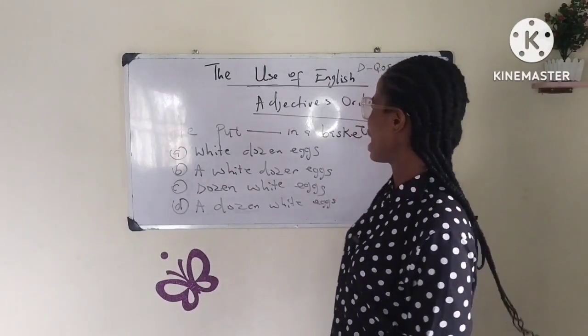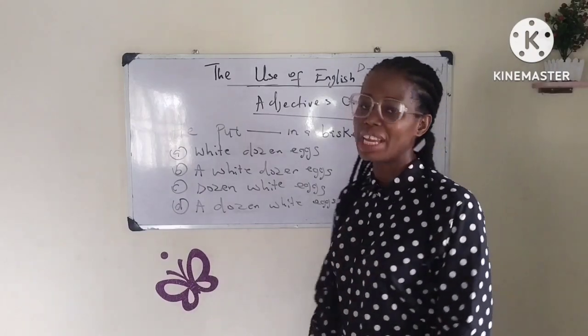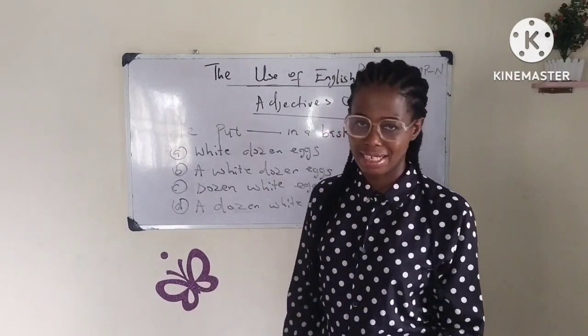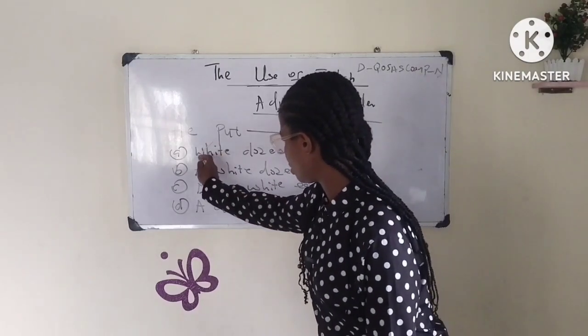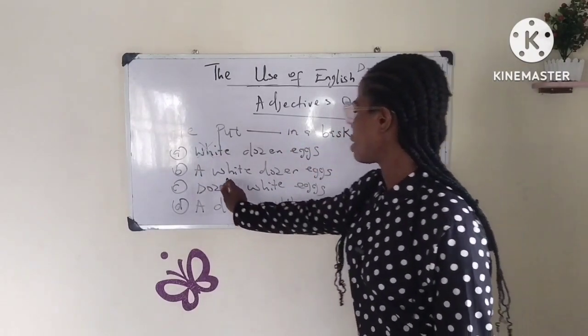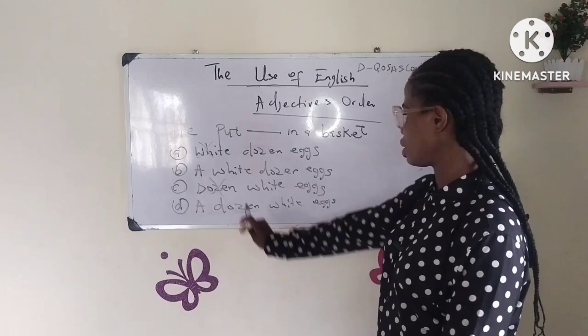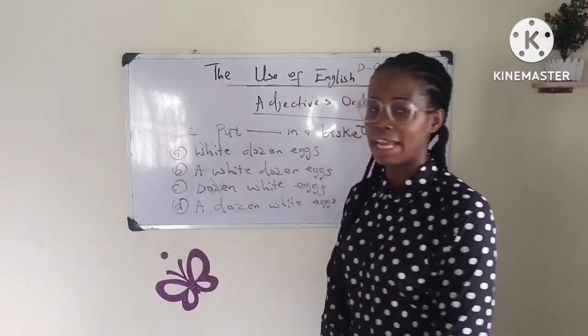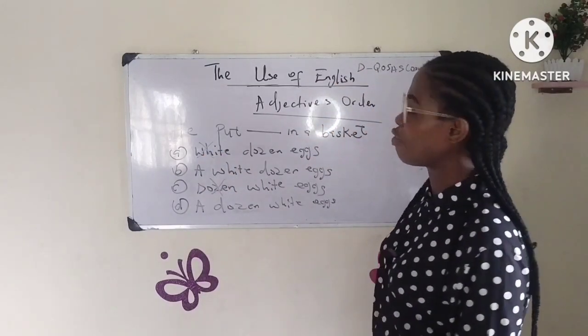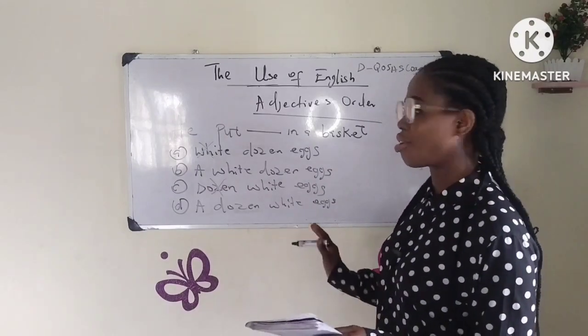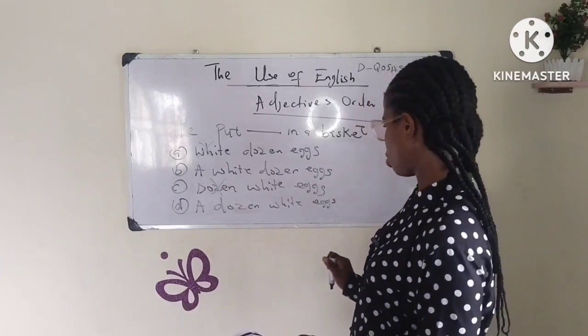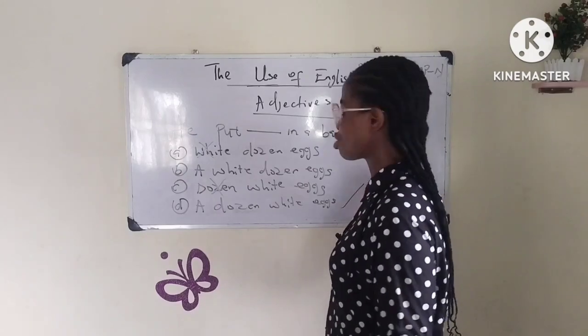The determiner. So any option you're going to choose must start with a determiner. So we're going to strike off some options here. This has to go, this has to go. Now we're left with options B and D. Now after determiner, what should follow? Quantity. So any option that you're going to choose has to have quantity after the determiner. So option D is correct.